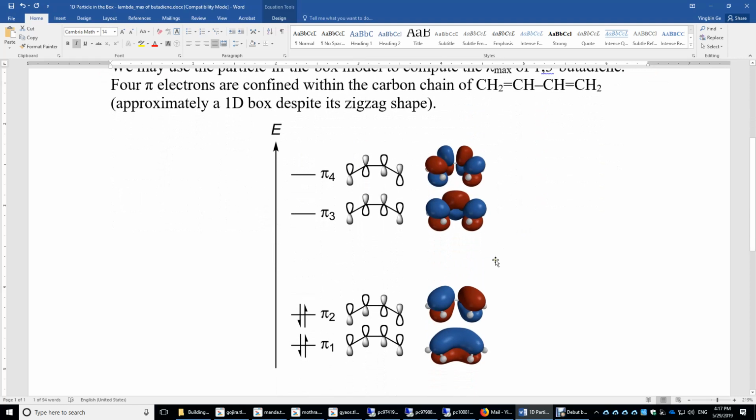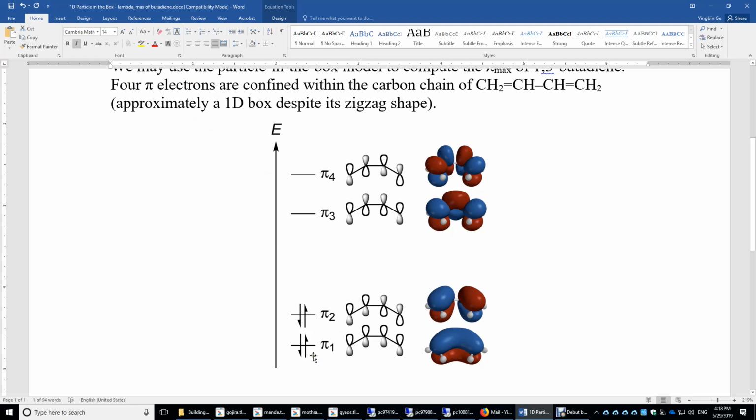If we look at the 4 pi orbitals of 1,3-butadiene, we find that in the lowest energy pi orbital, there are 0 nodes. In pi 2, the second lowest energy orbital, there is 1 node here in the center. In the third lowest energy orbital, we have 2 nodes, and then in pi 4, we have 3 nodes. The more nodes, the higher energy. And since we have 4 pi electrons, they occupy the first 2 lowest energy MOs.